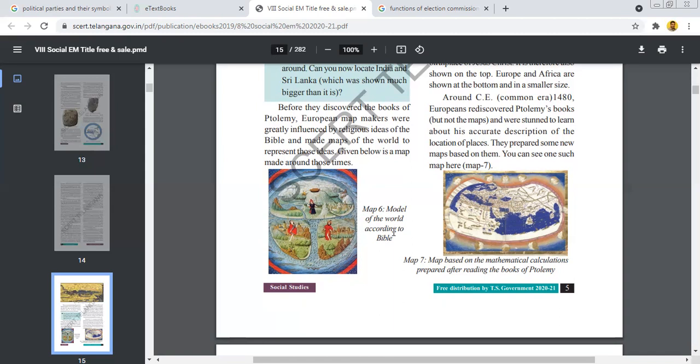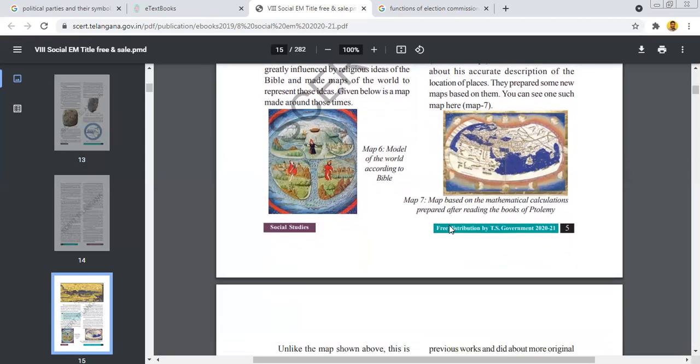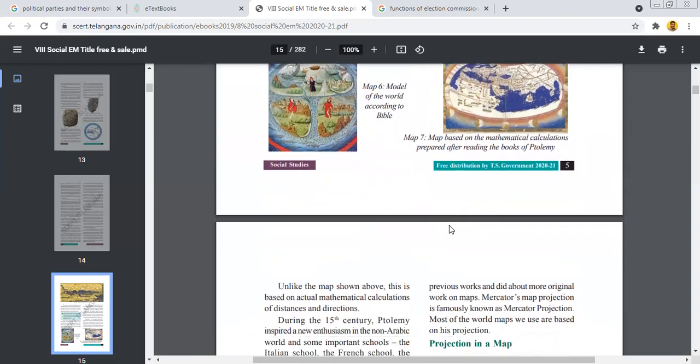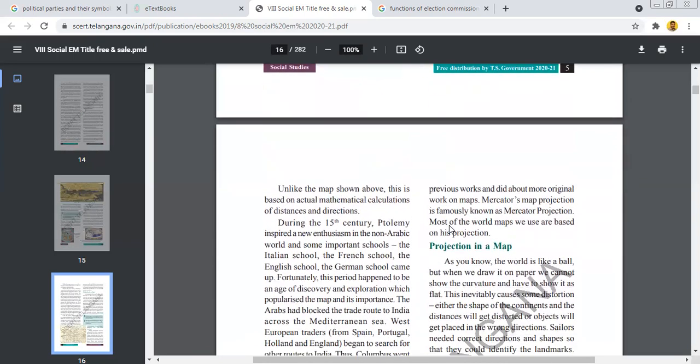Okay, during the 15th century, Ptolemy inspired a new enthusiasm in the known Arabic world, and some important schools, the Italian school, the French school, the English school, the German school grew up. Fortunately, it happened to be an age of discovery and exploration, which popularized maps and their importance.